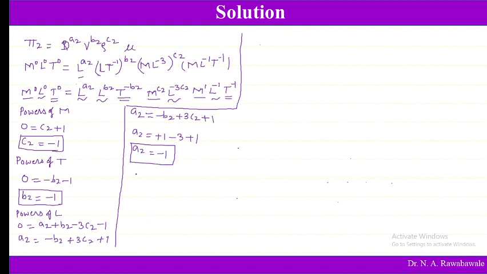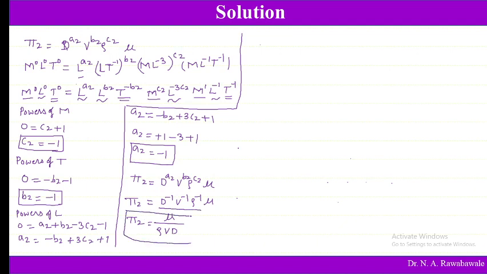So therefore, the pi 2 term we can write as d to the power of a2, v to the power of b2, rho to the power of c2, mu. So this can be written as d to the power of minus 1, v to the power of minus 1, rho to the power of minus 1, mu. So the pi 2 term can be written as mu divided by rho v d. So these three terms come into the denominator. So we got the pi 2 term.